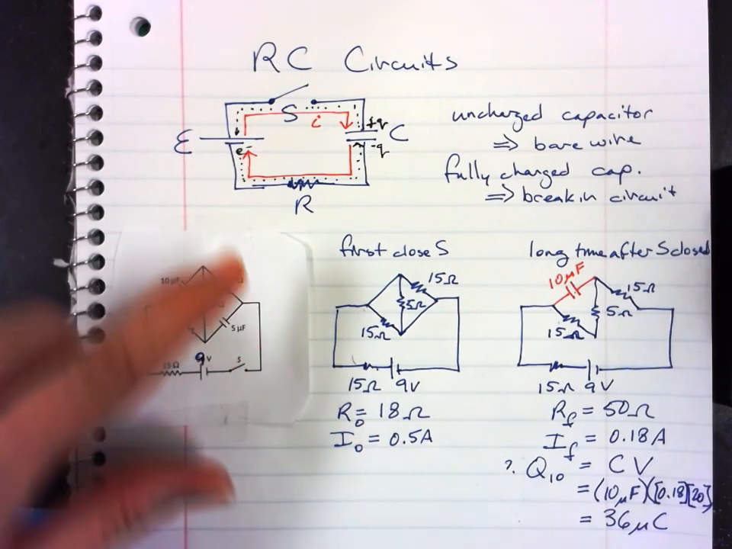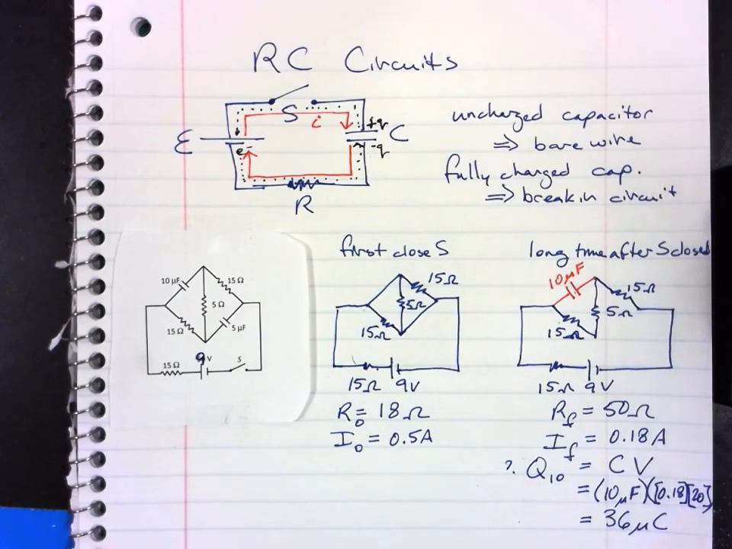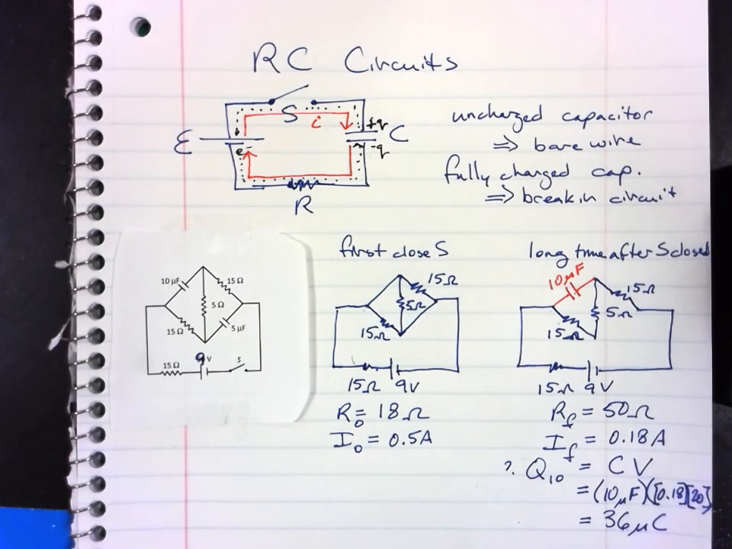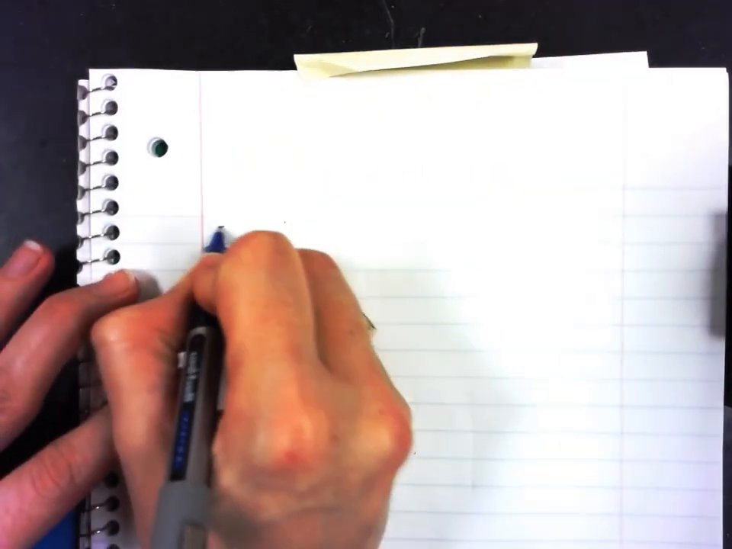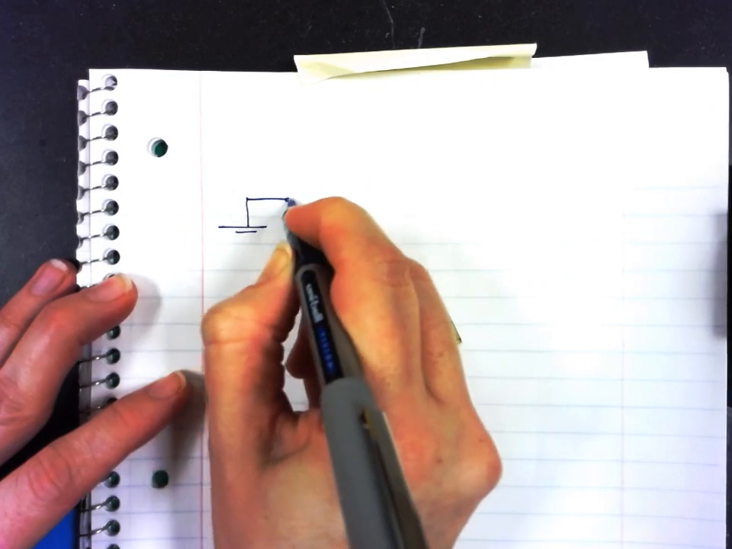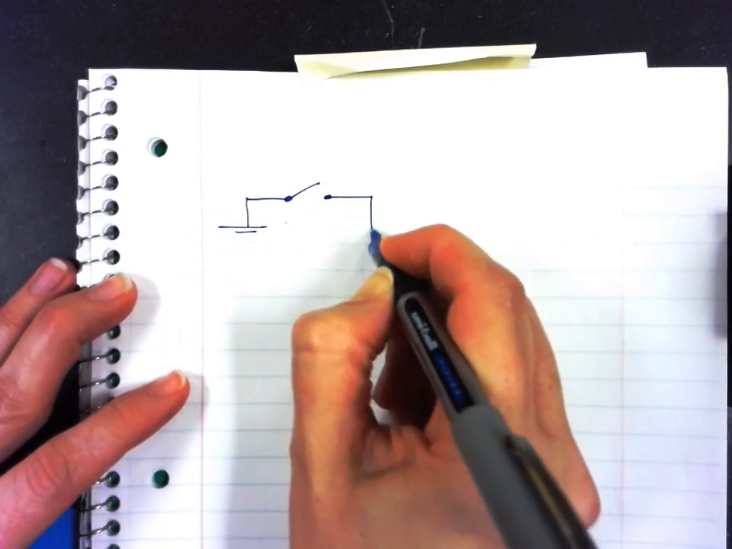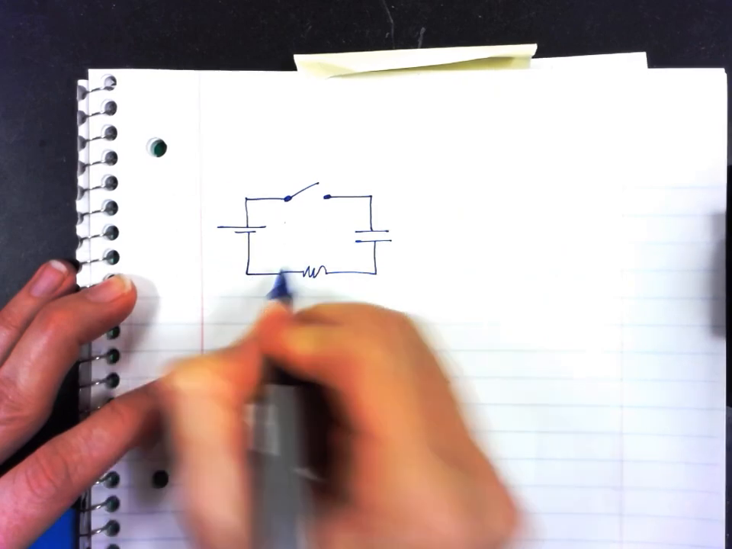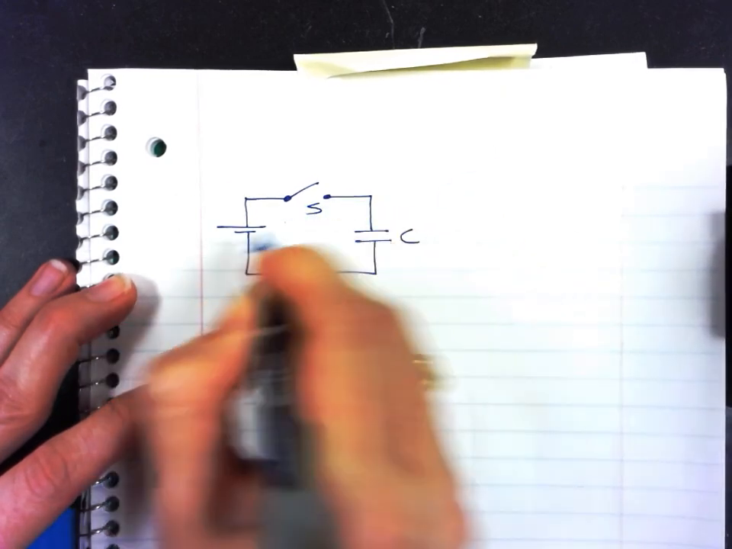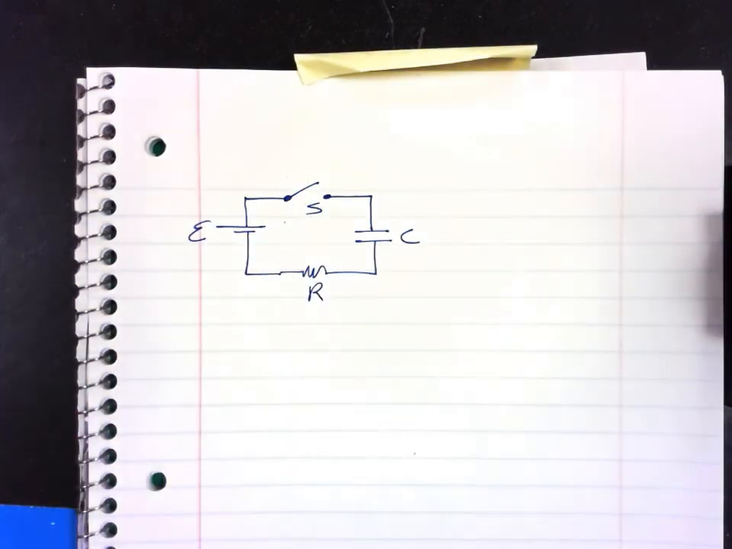Now we're going to go back to the first circuit because we need an equation. And hold on to your hats because there's going to be some calculus. So back to the simple circuit. Battery, switch, capacitor, resistor. So R, C, S, EMF of the battery.